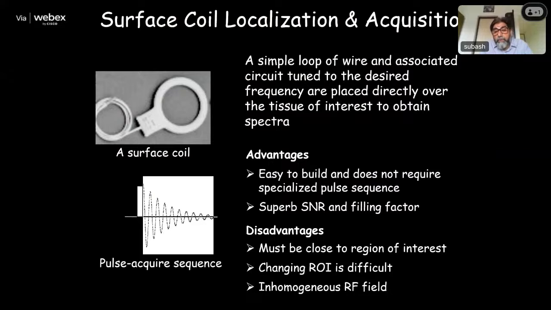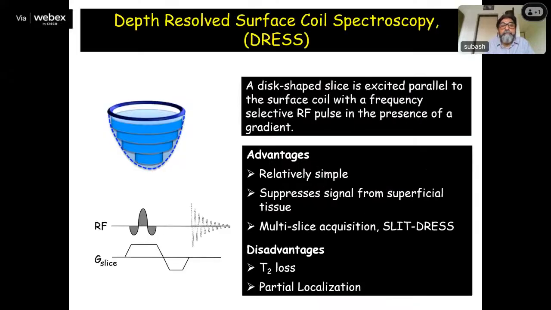As I told you, the signal profile reduces as you go away from the coil, so it has an inhomogeneous radio frequency field. When you transmit through it, it doesn't give a 90-degree pulse equally at various depths. So you have to be very careful in designing your experiments when you are doing surface coil spectroscopy.